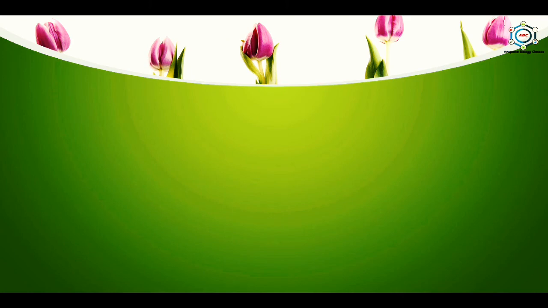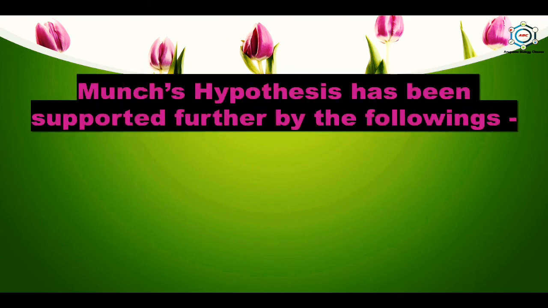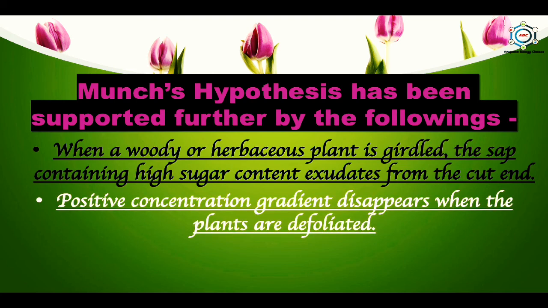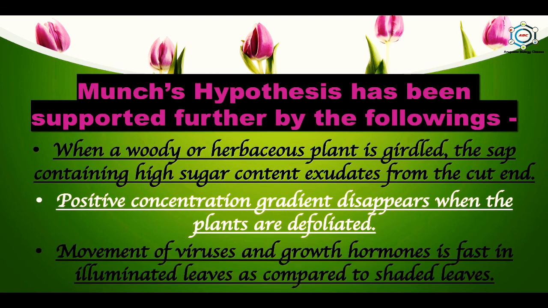Now, after this, see here the Munch hypothesis has been supported further by the following. When a woody or herbaceous plant is girdled, the sap containing high sugar content exudes from the cuttings. Positive concentration gradient disappears when the plants are defoliated. And the last is that the movement of viruses and growth hormones is fast in illuminated leaves as compared to shaded leaves. So these are some supporting views.